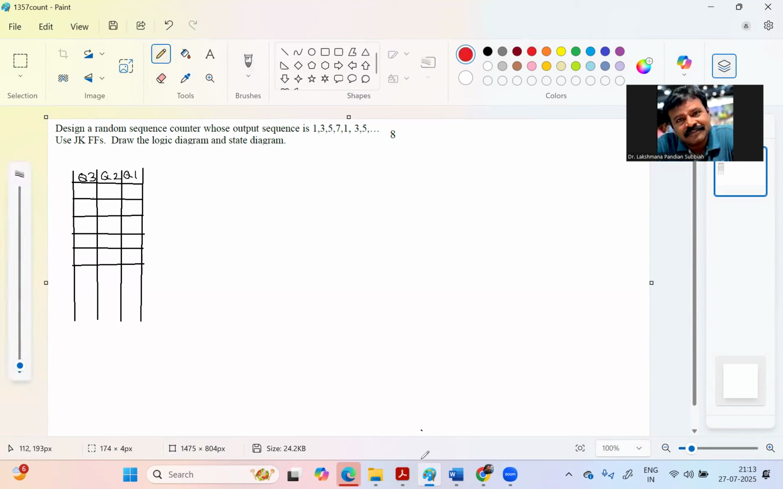Here we are having 1 first. Initially we are having 1, so 0, 0, 1. Then we are having 3, that is 0, 1, 1. Random sequence, right? So another one is 5, another one is 7. Then next we are going to repeat that. So up to here, we are having this table.